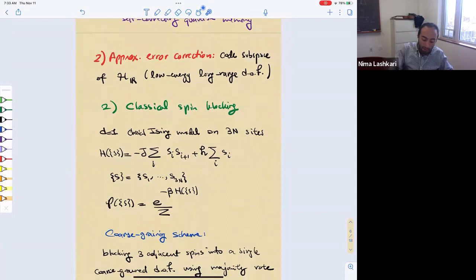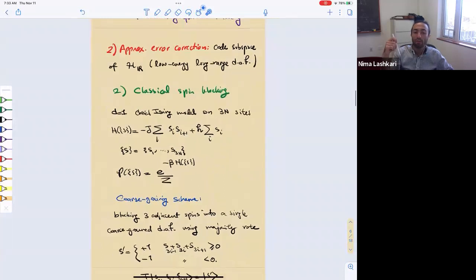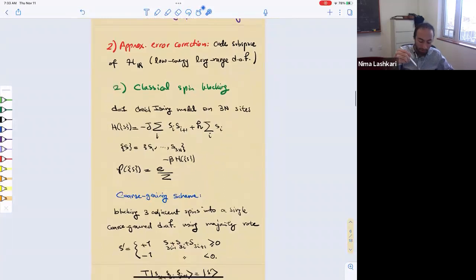All right, so now let's talk about what we said before. We're looking at the low energy Hilbert space, which is the Hilbert space of low energy degrees of freedom, long range degrees of freedom, and this is going to be our code subspace. Now we're going to motivate this by an example from classical spin blocking, right?